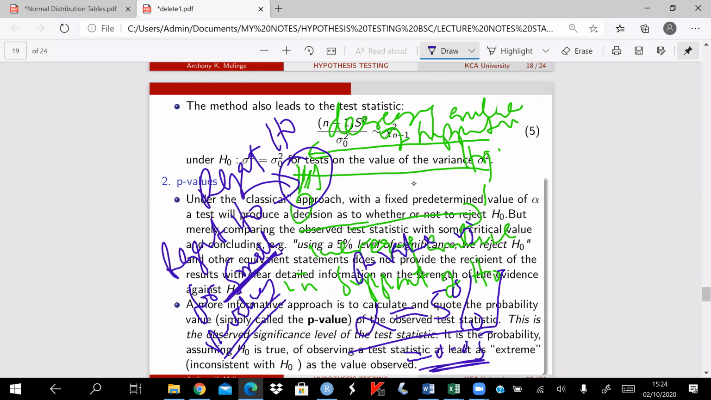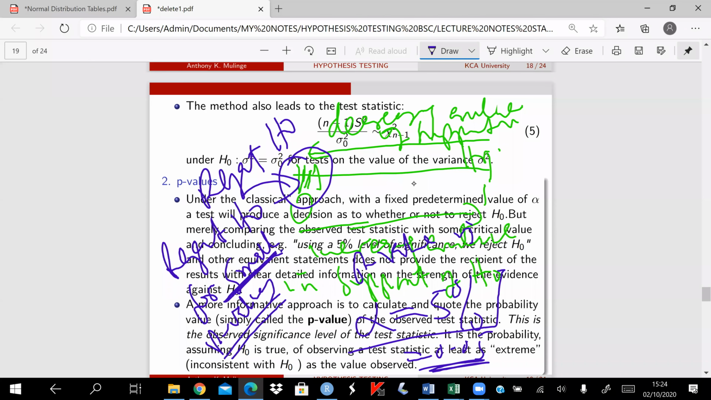So if your alpha is, let's say, 1%, if that is the level of significance that you've already predetermined, because we said that alpha is always determined in advance, then once you get your test statistic, you calculate the p-value.